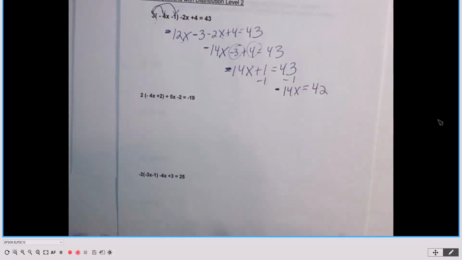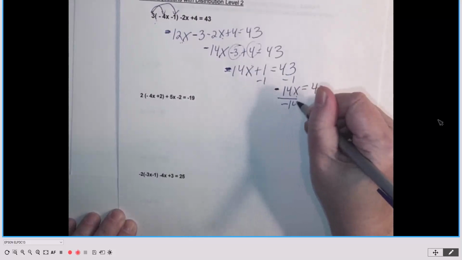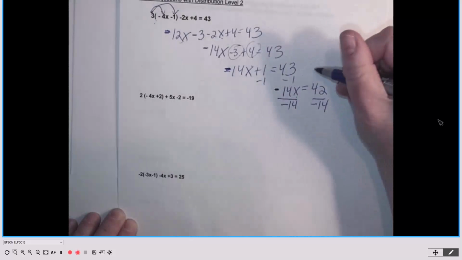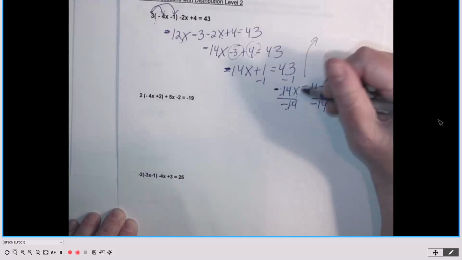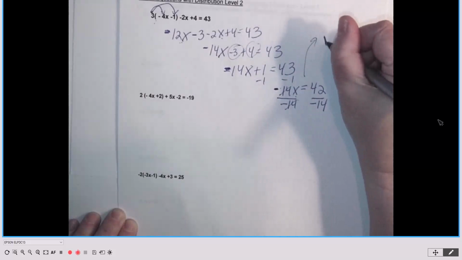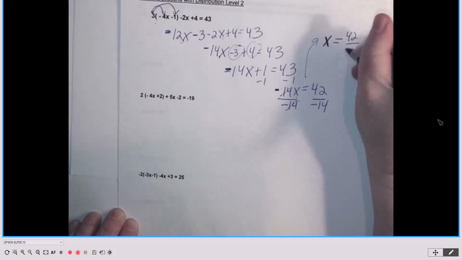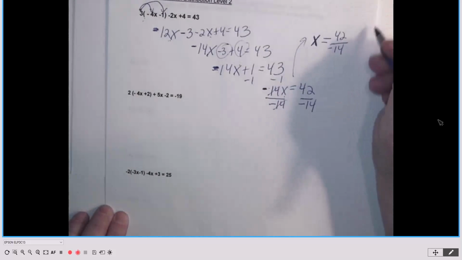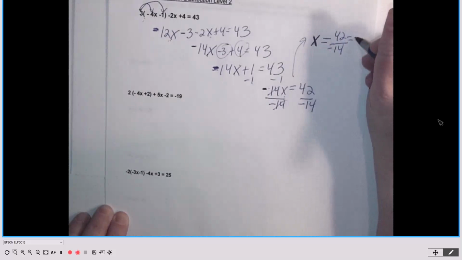All right, so then to isolate that x, remember variables have to be positive. So I'm going to have to divide both sides by a negative 14. And when I do that, I'm going to write it up here. The 14s cancel out, as well as the negative divided by negative becomes positive. So now I have a positive x, and I have 42 over a negative 14. I can reduce this by 2 to get negative 21 over 7.